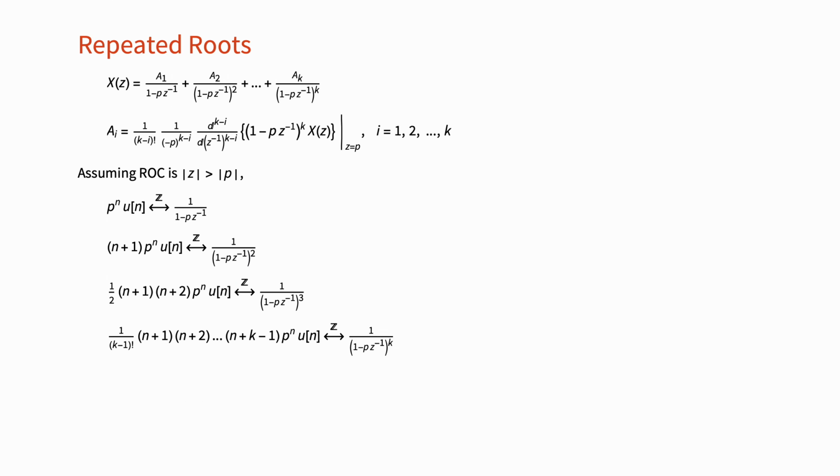When the denominator polynomial of a proper rational Z-transform has a root with multiplicity k, the expansion of the Z-transform X(z) takes the form shown here, and the constants a_i are found using the formula indicated here. Then, assuming that the region of convergence is absolute value of z over p greater than 1, each term of the partial fraction expansion has an inverse transform of the form shown here.